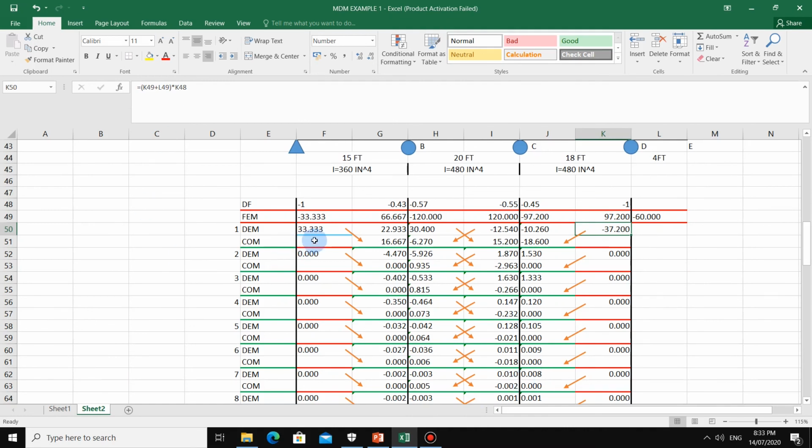Okay, so pag abot sa carry over moment, guys. Mao ni ang purpose sa pag-modify sa imuhang farthest end supports. Okay? Pag mag DEM, then you have to lock it down.